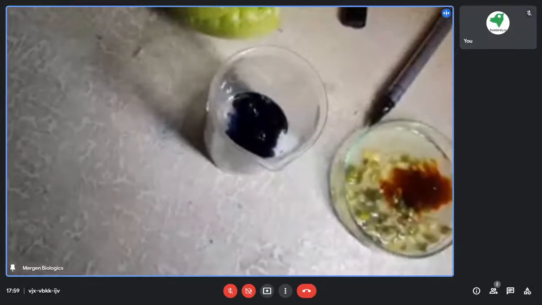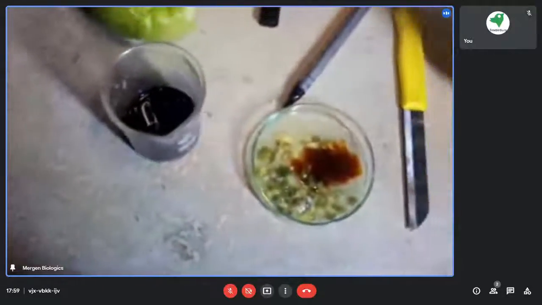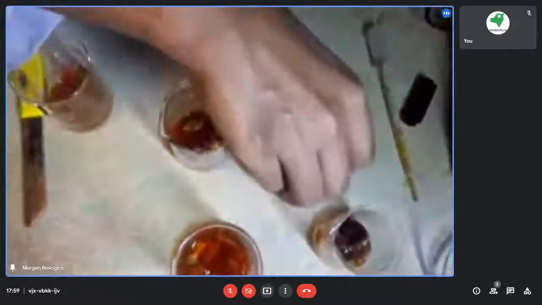I have added betadine iodine solution to each and every beaker, and now I'll try to mix them up very well. Already they have been mixed, but still I will try to get a nicer view.